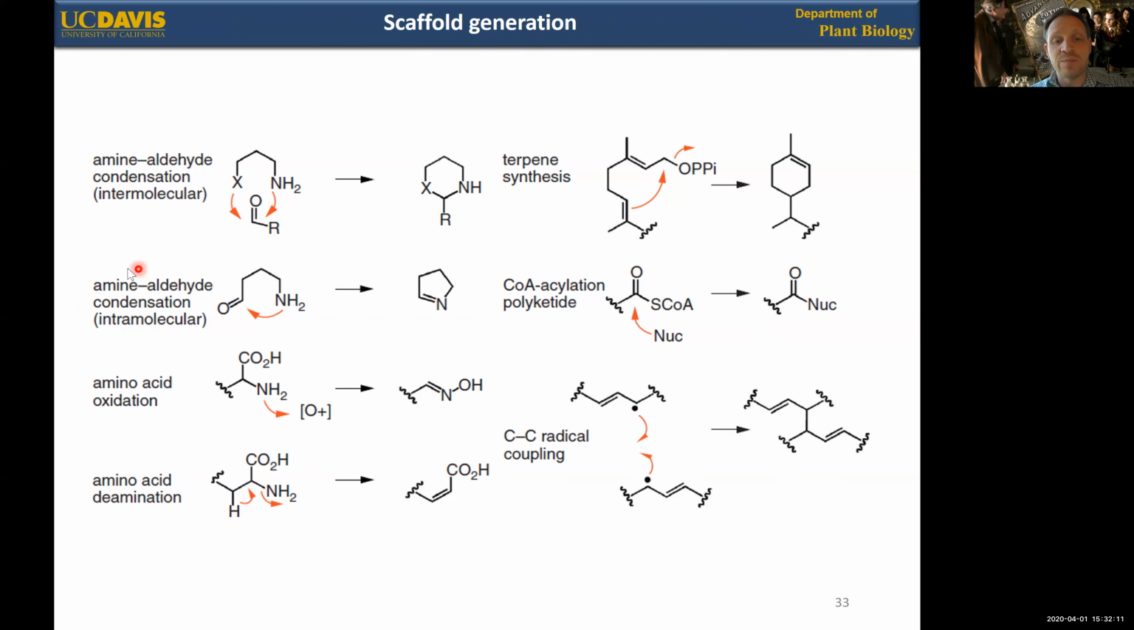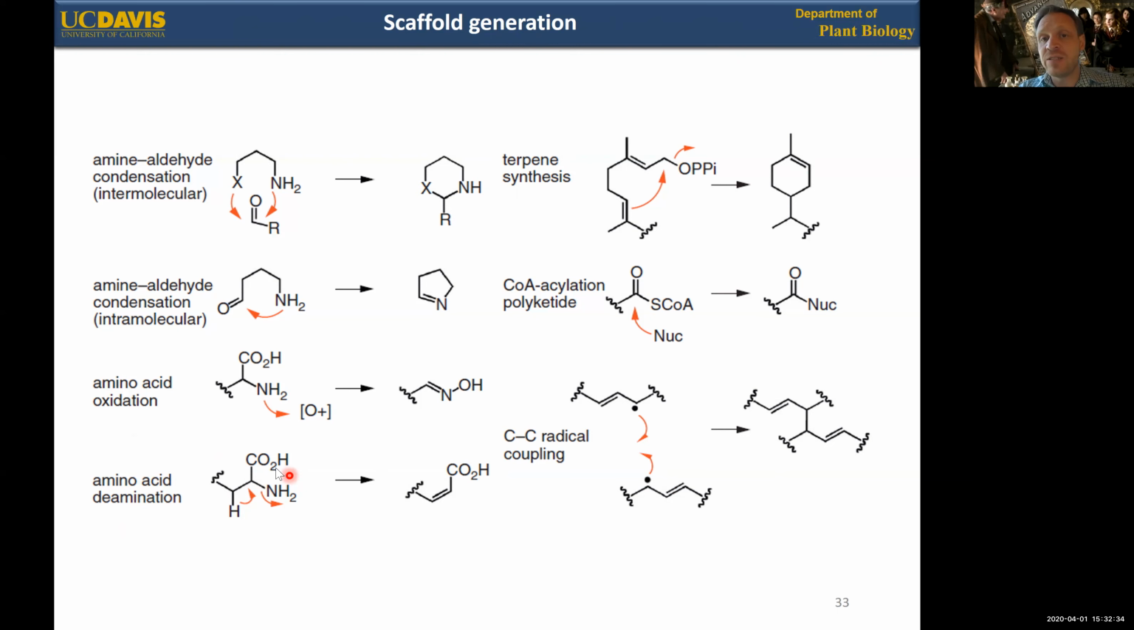Again, oxidizing amino acids, we'll see in some compounds we're actually activating the nitrogen group here. Right? That's important. We'll see this later. Amino acid deaminations, we'll see. I just talked about the phenylpropanoids not containing nitrogen, so this might be a good way to go about this. So we'll look at that.